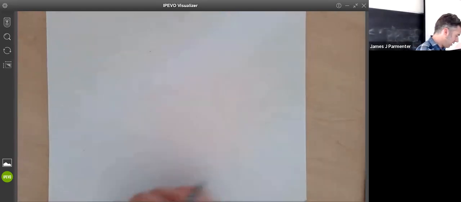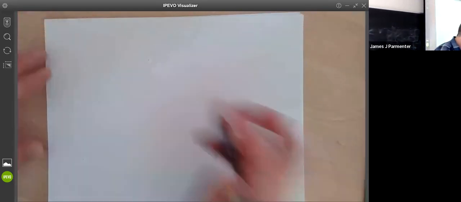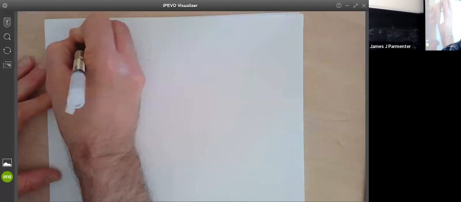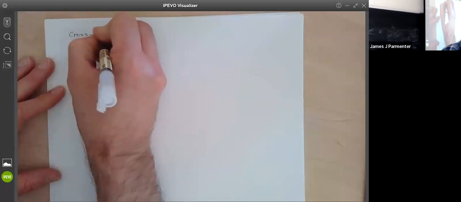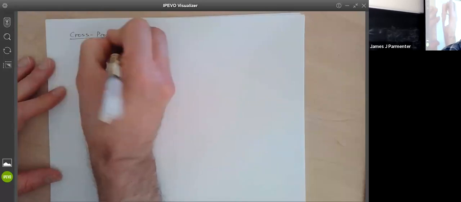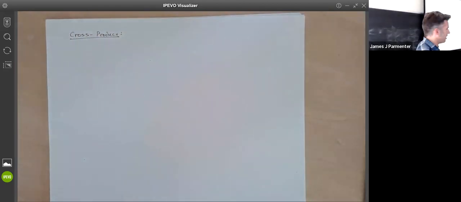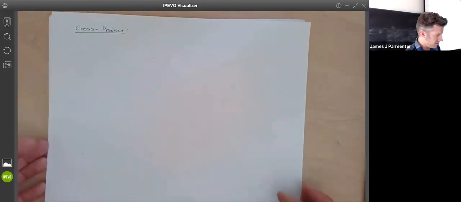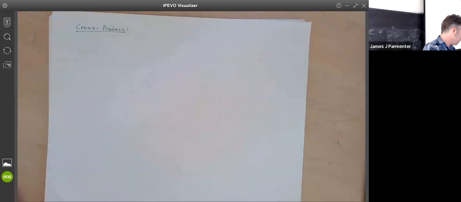Well, let's move on from the dot product and finally talk about the other way of multiplying vectors together, the cross product. Some people call it the cross vector product. I'd never really heard of that before until I was reading the book the other day.